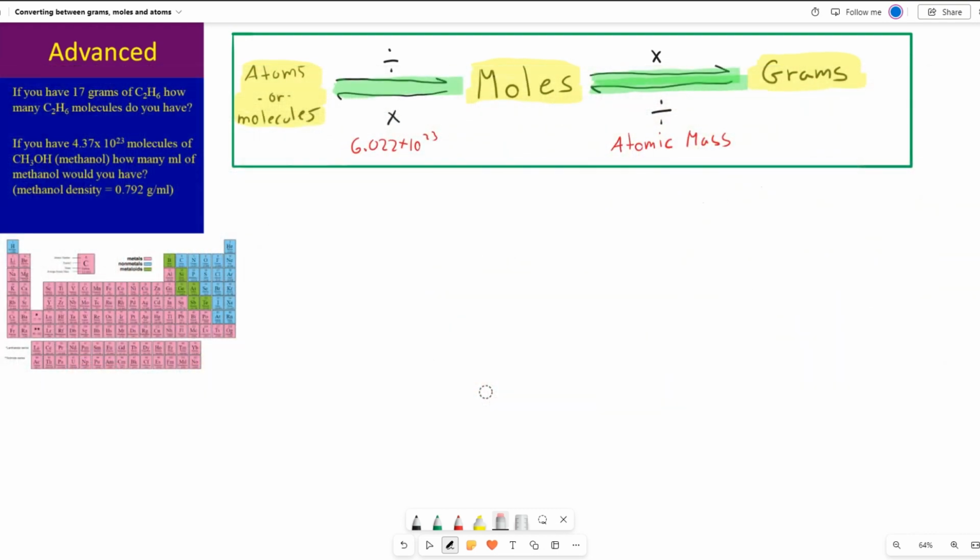Hello, fellow chemists. In this video, we're going to be taking a look at converting between grams, moles, and atoms. This is labeled as an advanced video because it assumes you understand the mole, Avogadro's number, molar mass, calculations with molar mass, formula mass, and molecular mass. If you need a review of those topics, I'll put a link in the upper right-hand corner.